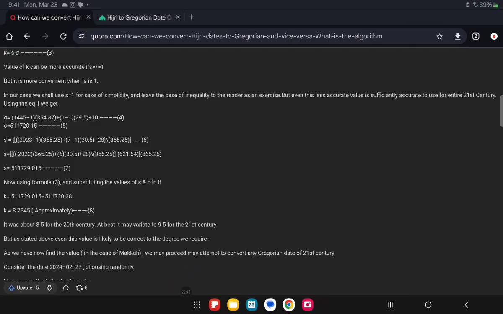So far I found a value of sigma that is not the same as the author. They got sigma as 511,720.15, and I got 511,720.28.